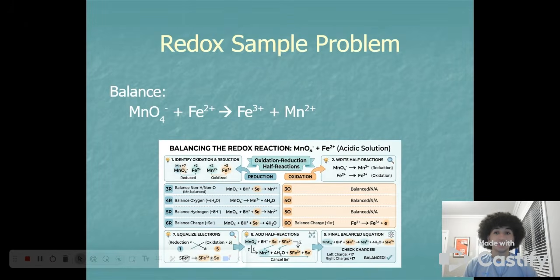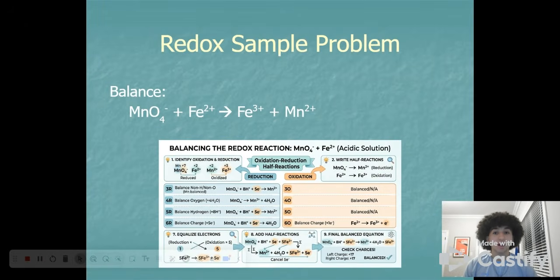Step 7 is to equalize the electrons. Now both half reactions have to exchange the same number of electrons. Oxidation makes 1 electron. Multiply oxidation by 5. 5 iron 2 ion yields 5 iron 3 ion plus 5 electrons.